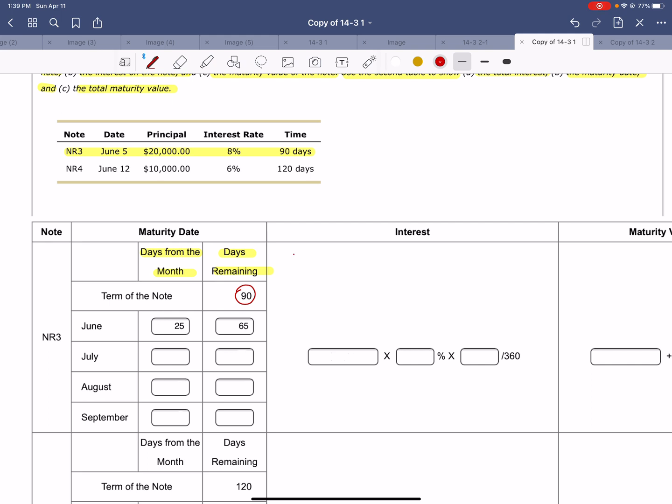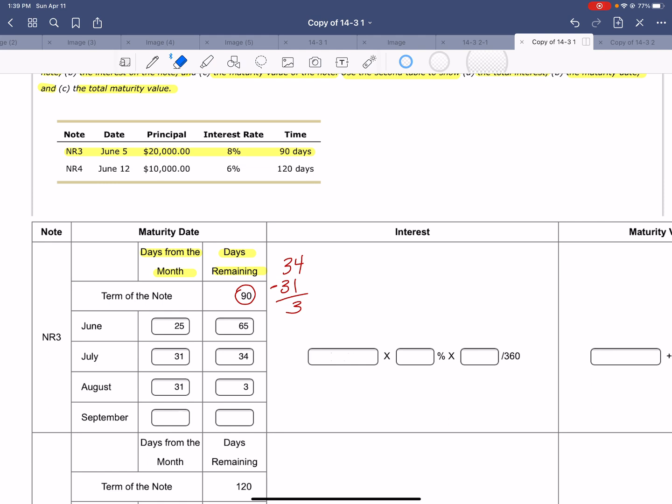Okay, so we have 65. And in July, there's 31 days. So if we take 65 minus 31, we should have 34 days left in the note. So we're going to go into August. Now we're into August, and again, we have 34 days left on the note. August has 31 days, so 34 minus 31 equals 3. We have 3 days left.